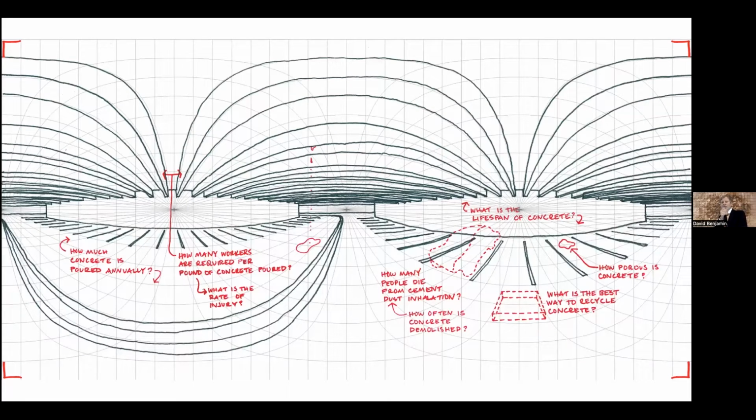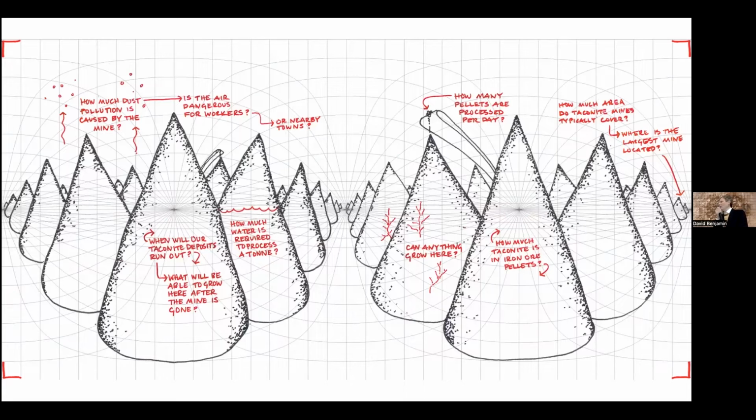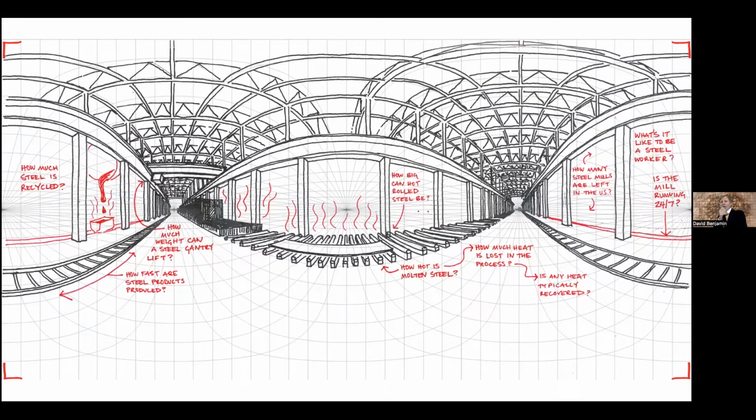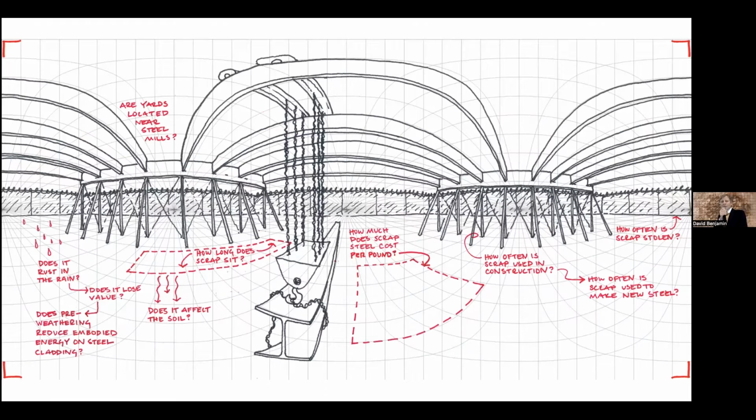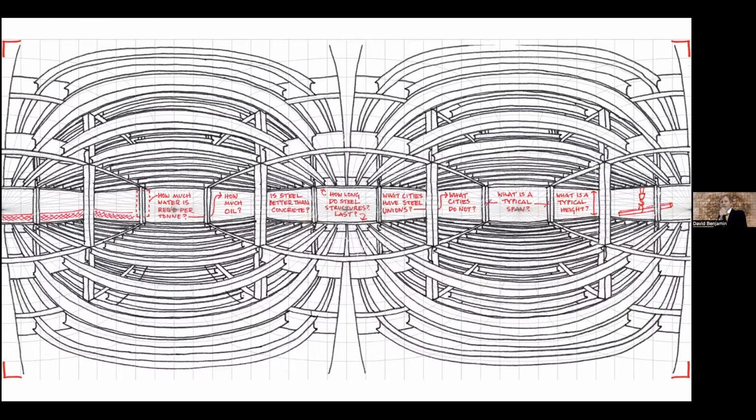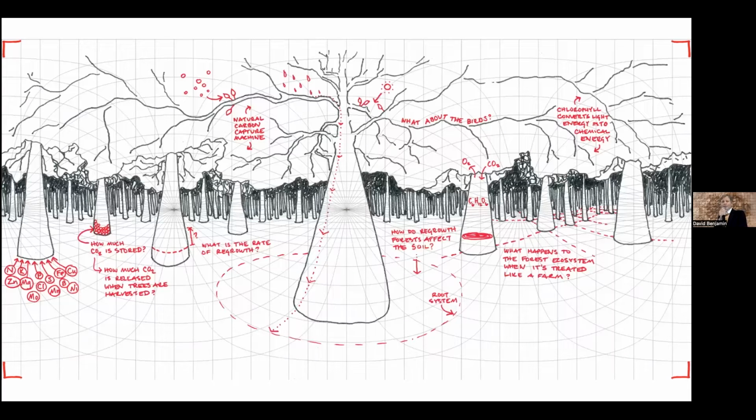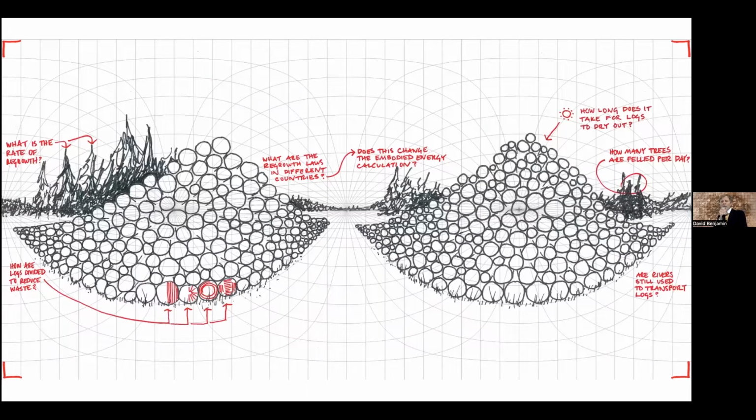For steel, here's a site for iron ore extraction, a steel former, a container ship, a steel yard, and a steel structure. Same thing for wood. Here's the forest, a sawmill, a lumber yard, and the balloon frame structure of a building.